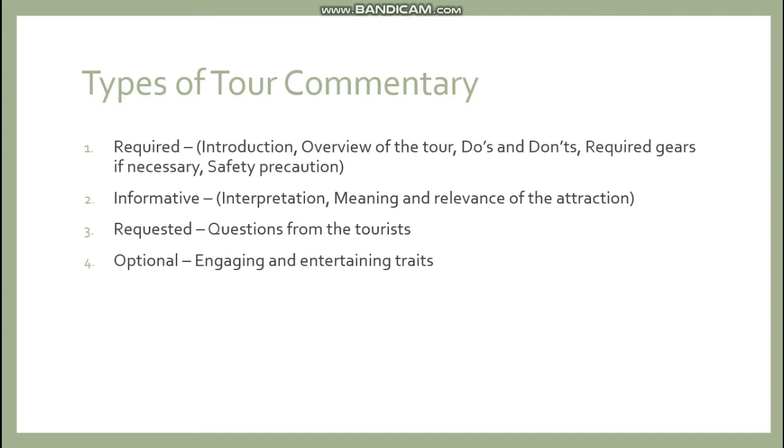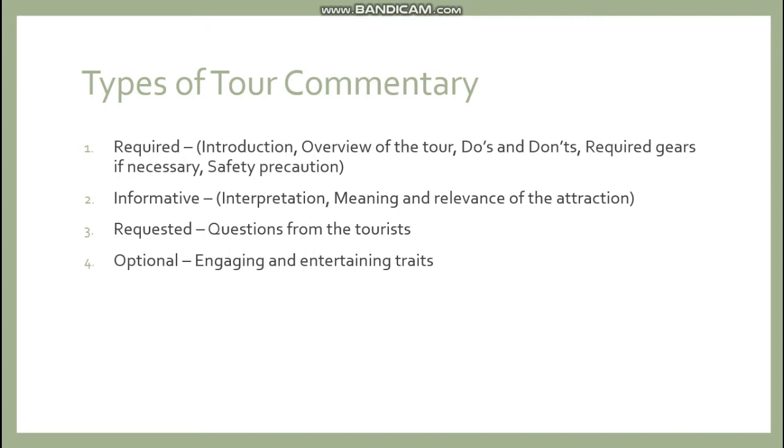And then required gears, if applicable or if necessary. For example, you will be doing snorkeling again. So they can bring their own, or if snorkeling gears are actually included in the tour. And then you also tell them about the safety precaution. Now you can actually insert safety precautions at the beginning, in the middle part, and at the end.